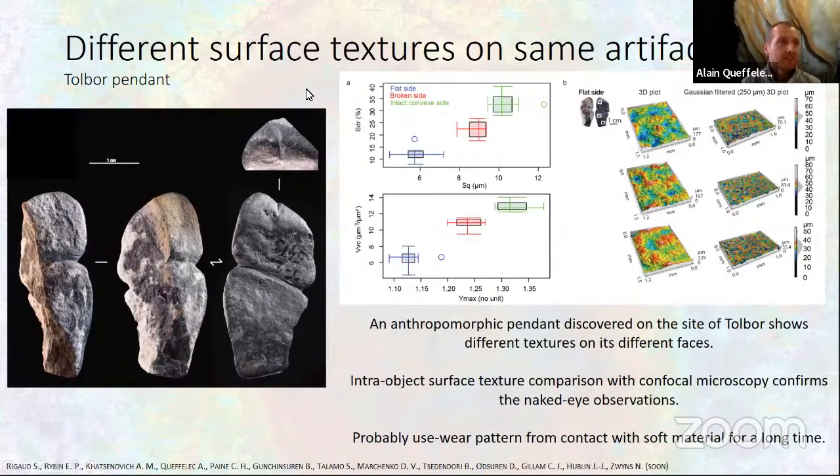I will finish this presentation with a study led by Solange Rigaud on a site some of you probably know way better than me. The pendant found in Tolbor site, which is interpreted as being a sexual representation, shows different surface textures. We quantified these textures and showed that they were indeed very different from a rugosimetric point of view, helping us to explain the taphonomy of this artifact. You can read more about it soon in the upcoming paper.